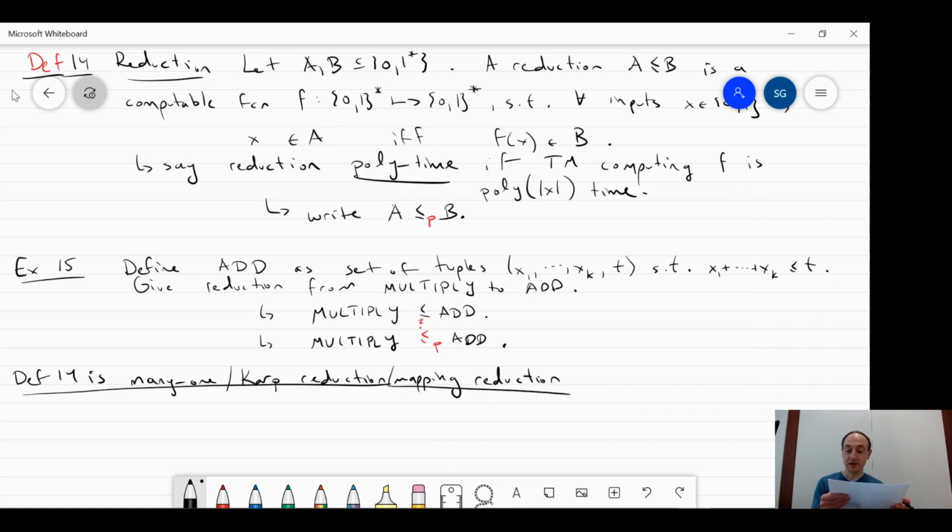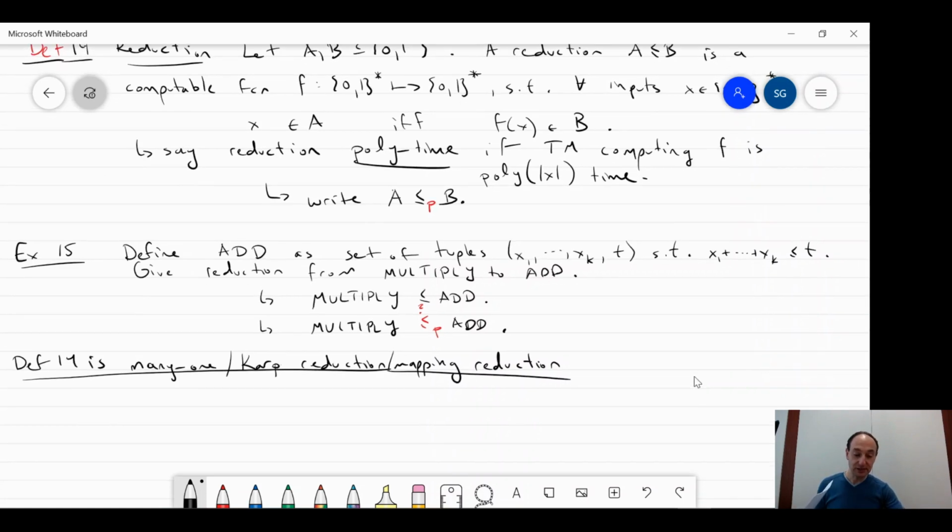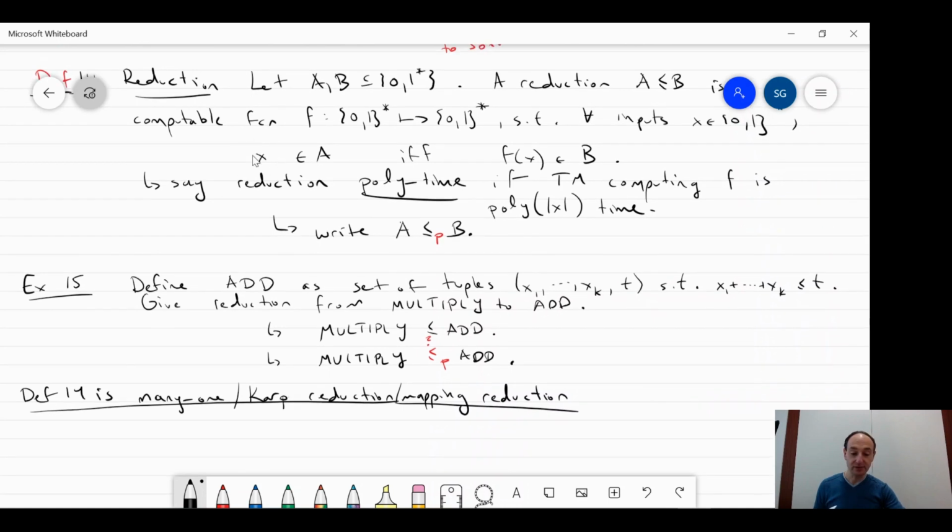Okay, and why is this true? Well, sorry, what does that mean? That just basically means you take a single input of x, and you get a single output of b, a single output that you're going to test for B. So the idea here is that x is mapped to f of x, and x is in A if and only if f of x is in B.